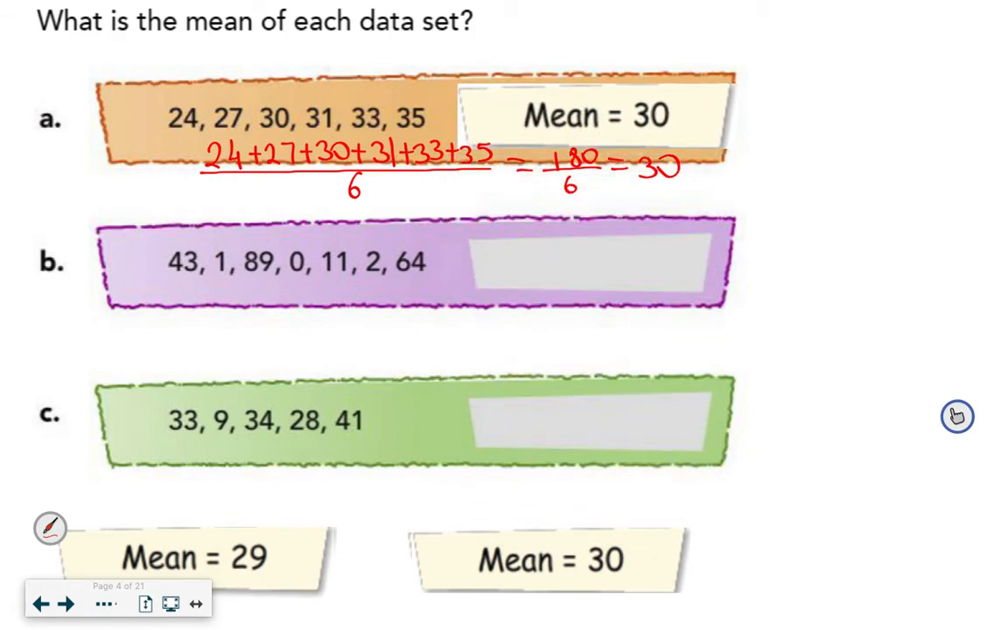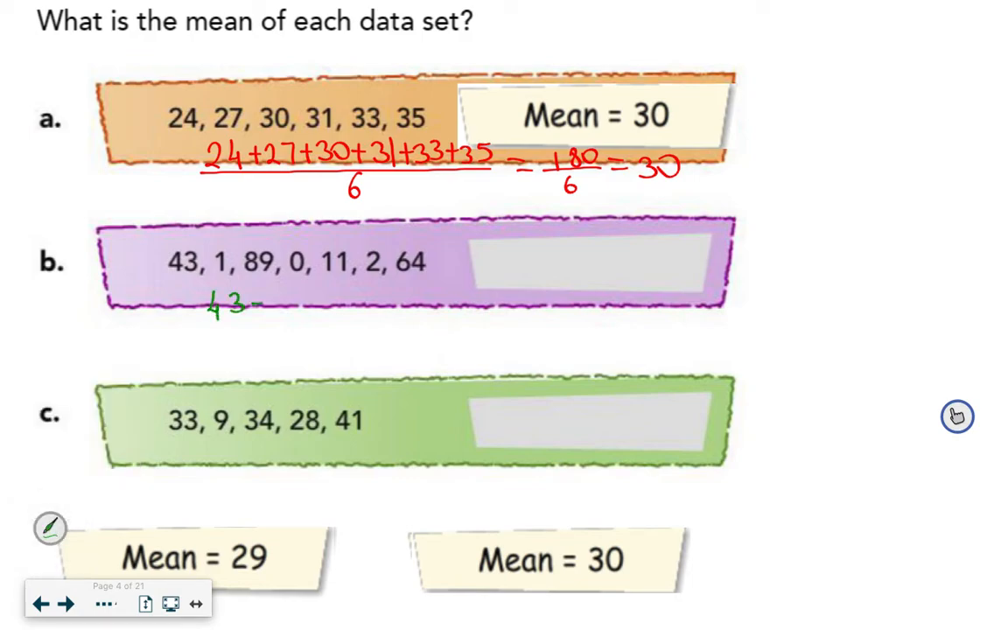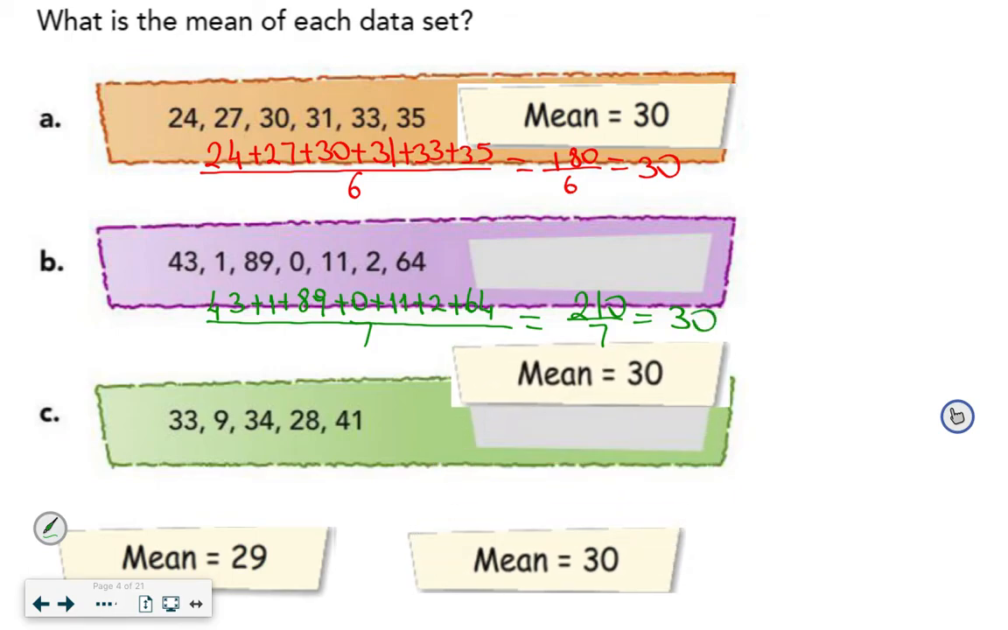Next, to be able to find the answer, we need to add them up. 43 plus 1 plus 89 plus 11 plus 2 plus 64. And how many data there are? 1, 2, 3, 4, 5, 6, there are 7 data. Let's add them up. That is equal to 210 divided by 7, which will be equal to 30. So the mean is 30 as well.